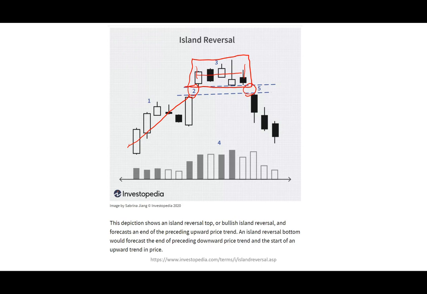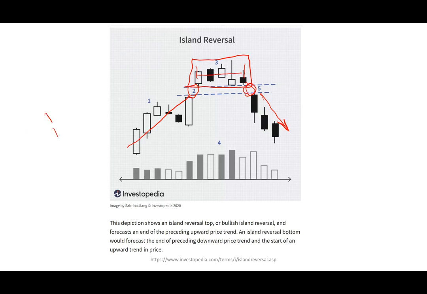Okay, and it's a reversal, it's a topping reversal pattern. And so on the gap down, it goes down from there. The depiction shows an island reversal top, or bearish island reversal, and forecasts an end to the preceding upward trend. An island reversal bottom would forecast the end of a preceding downward price trend and the start of a new uptrend. So the reverse can also be, right?